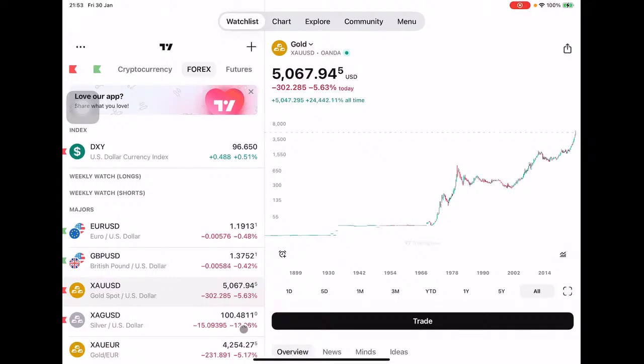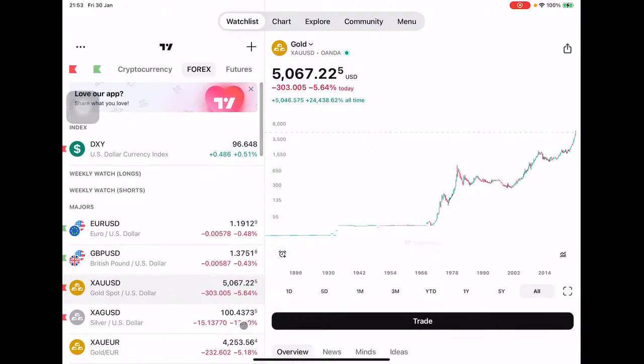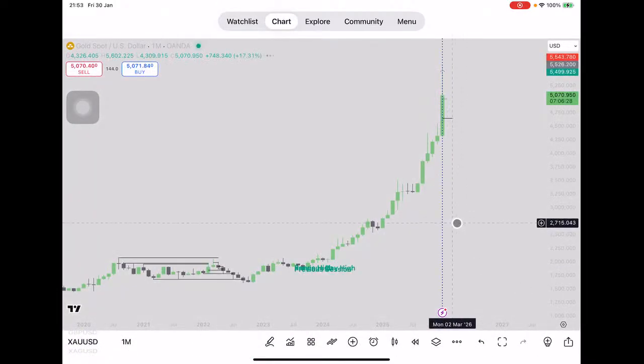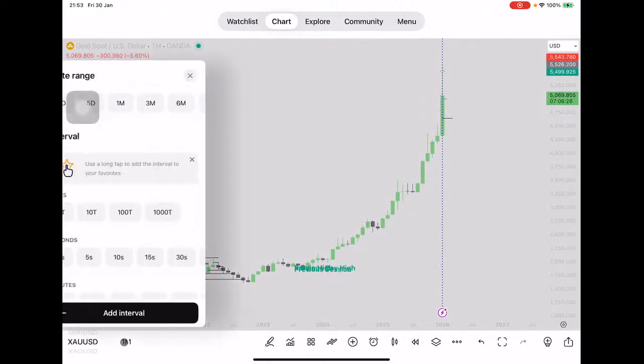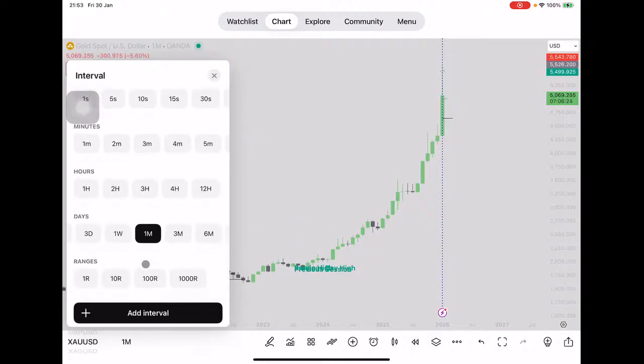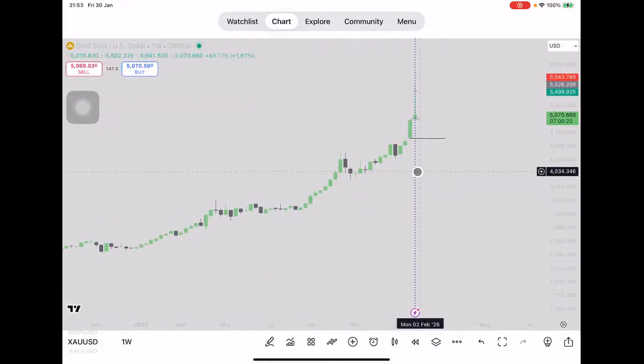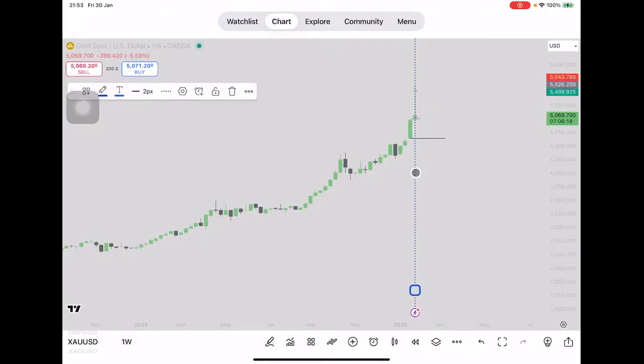Look at that. That's just nuts. I've never seen silver fall 13% in one day before. I just never seen that. Wow. Right, the monthly candle still fine. Weekly candle kind of looking a little ugly right now.